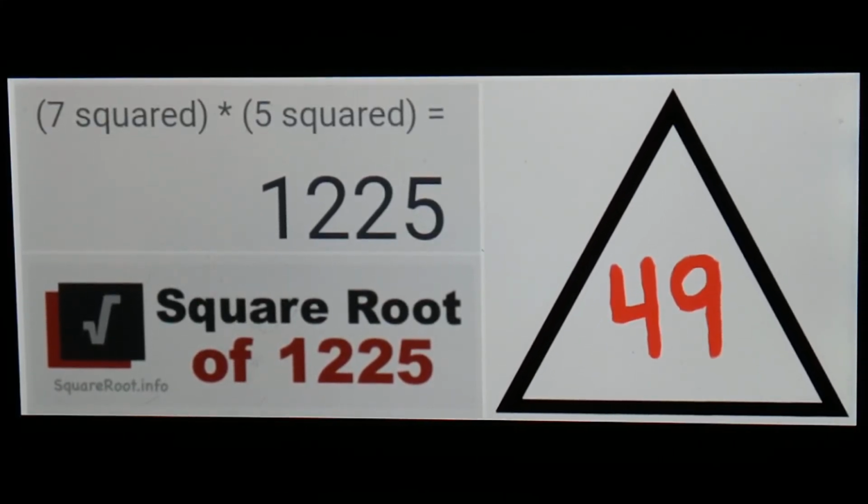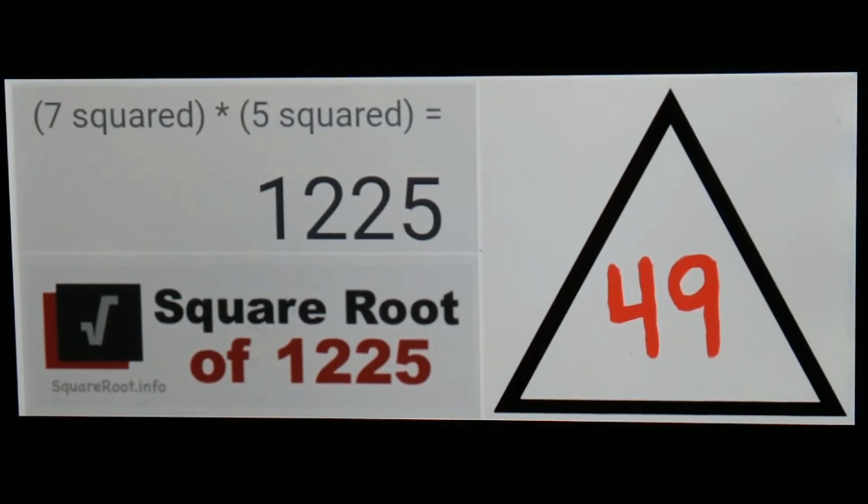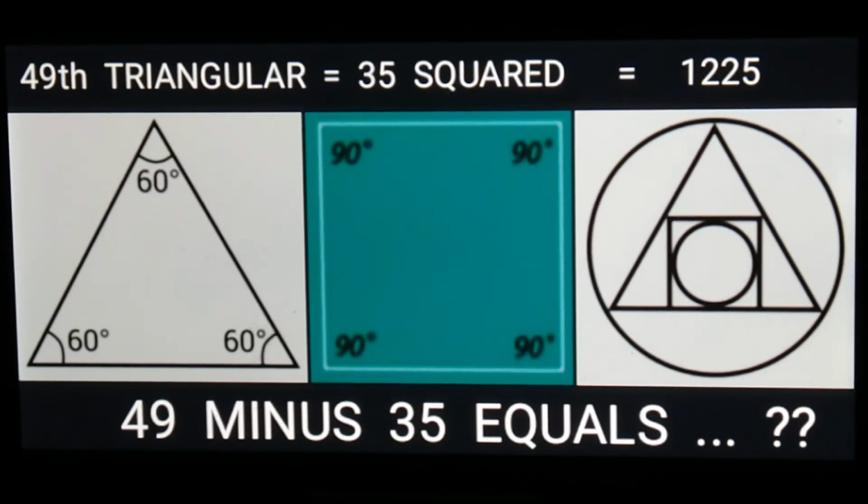So you see, Christmas reminds me of a square, a circle, and a triangle. Once again, a circle is 360 degrees, a square is 360 degrees, an equilateral triangle is 3 sets of 60, 360. Christmas Day on a leap year is 1225, which is equal to the 49th triangular number and 35 squared. So you see I have the square, the triangle, and the circle, circling the square.